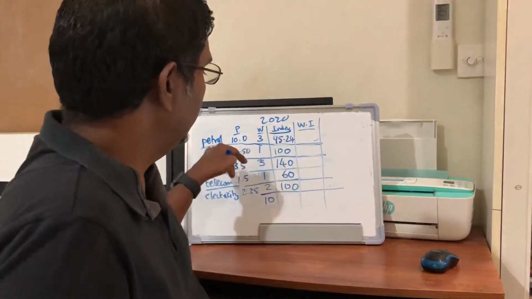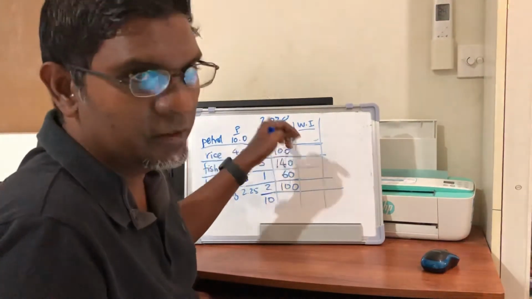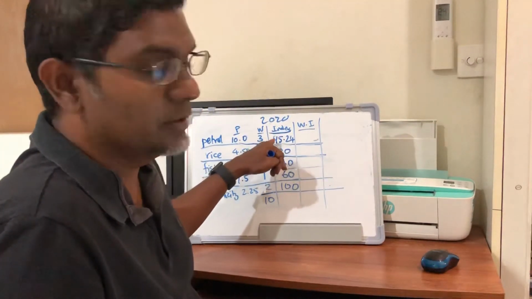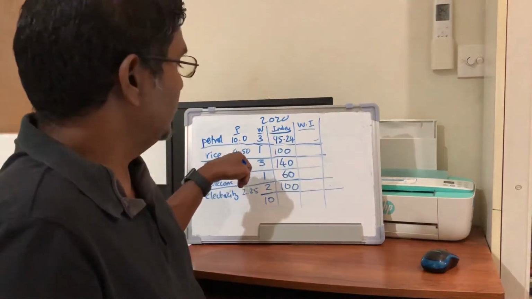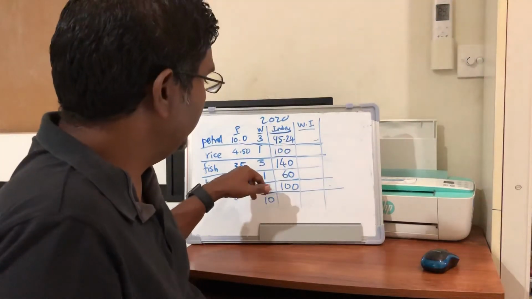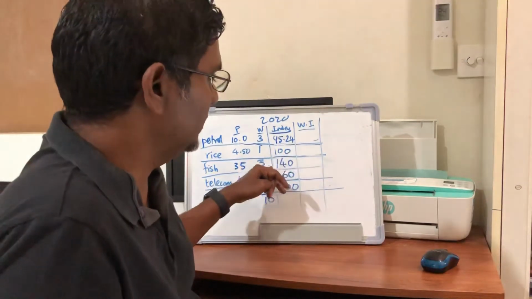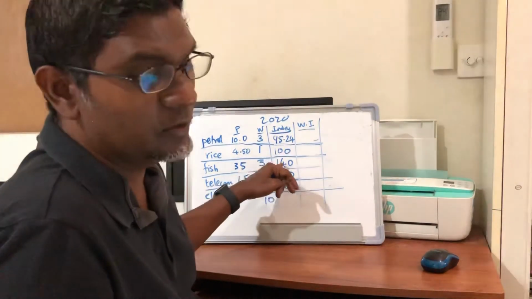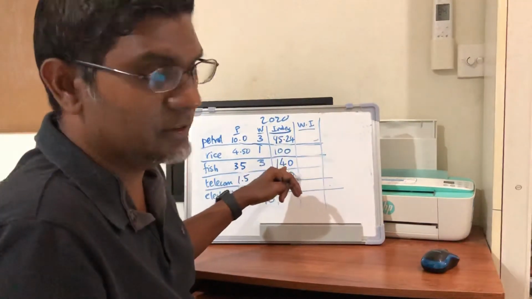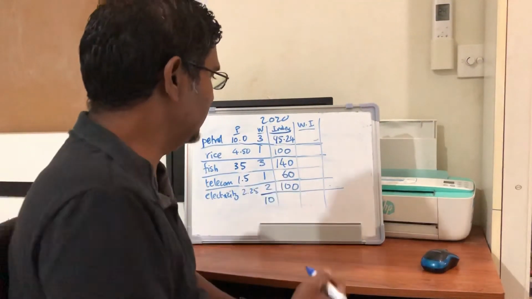So as you can see, price of petrol was reduced by about 4.8%. So that is why the index has changed from 100 to 95.24. Price of rice has remained unchanged, so the index is still 100. Price of fish has increased from 25 to 35. As a percentage increase, it's a 40% increase, so index has increased to 140. Price of telecom has been reduced by 40%, so 100 becomes a 60, and then electricity has remained the same.